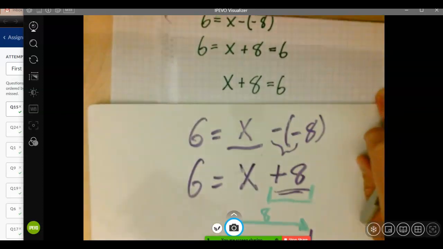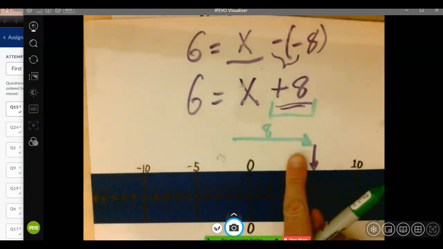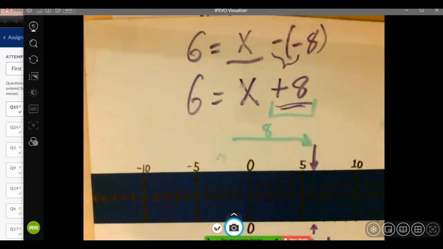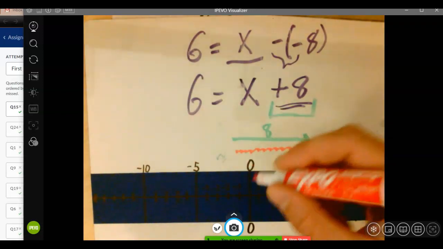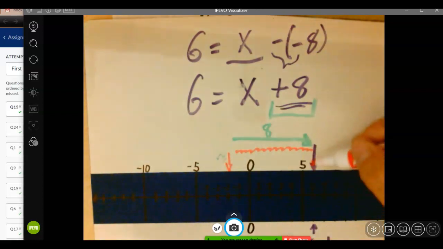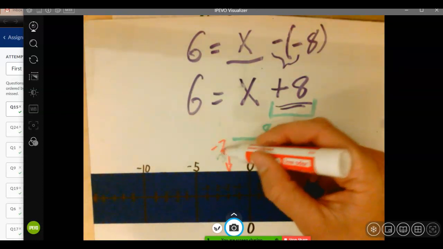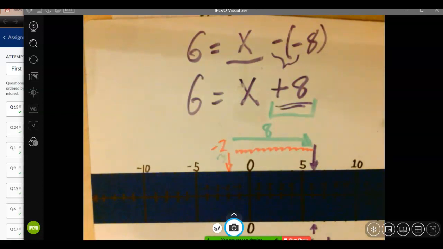Well, like we said with our number line, if we knew that we came up 8 to get here, why don't we just go down 8 to figure out where we started? And that will land us, when we count our way down there, at negative 2.